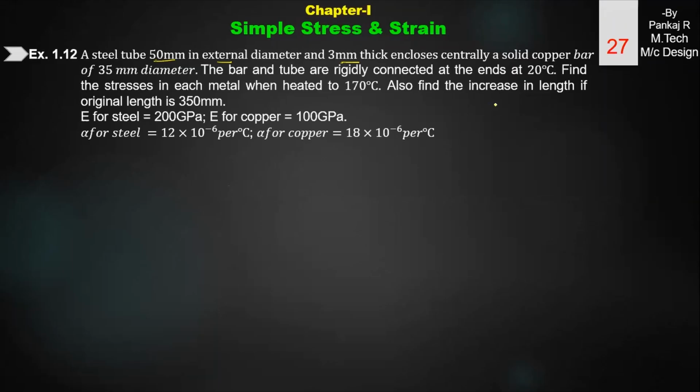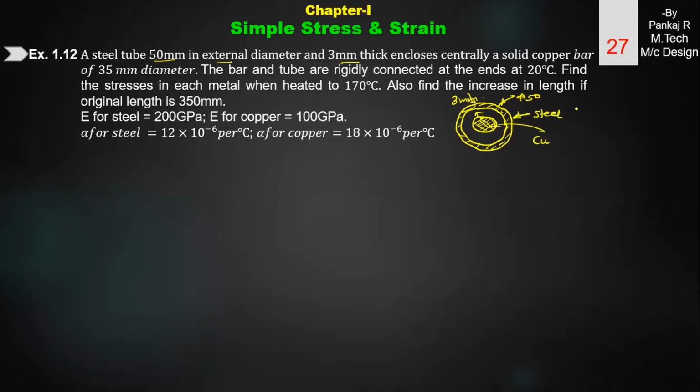So let me draw the diagram for our reference. Let's say this is a steel tube जिसका external and internal diameters are given. Imagine this is a tube. The external diameter is known to me, it is 50, and the thickness is 3 mm. Now it is rigidly connected at the ends, but it has a solid copper bar. मतलब इसके अंदर एक copper bar भी है. We have a copper bar at the center. This is of copper and this is of steel.